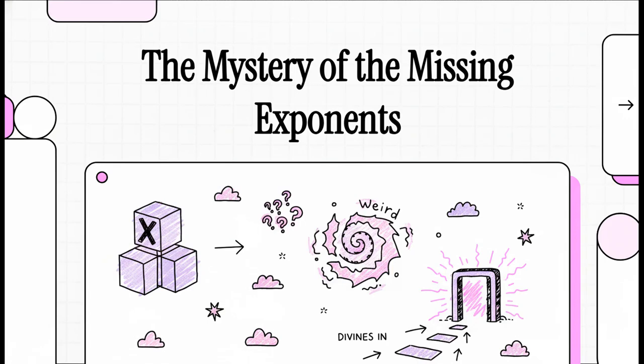Welcome. Okay, so we all get what 10 squared or 10 cubed means, right? You just multiply 10 by itself a couple of times. Simple. But what happens when exponents start to get a little weird? Today, we're putting on our detective hats and investigating a really cool mathematical mystery.